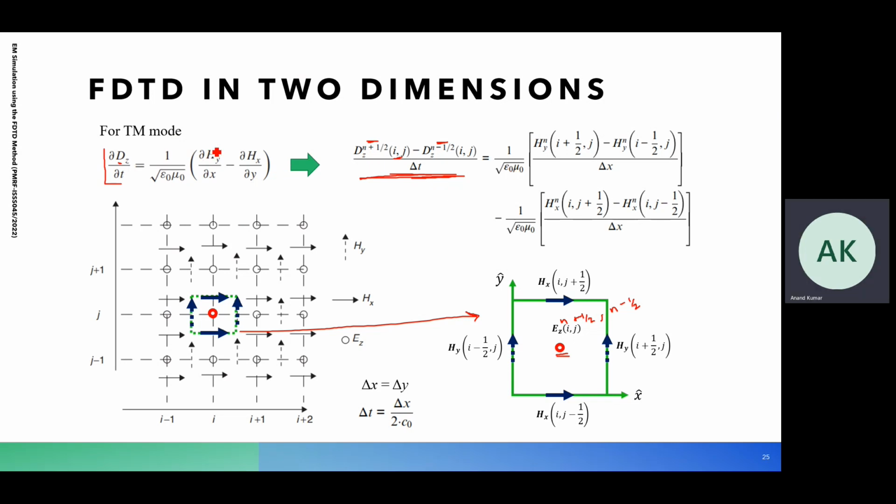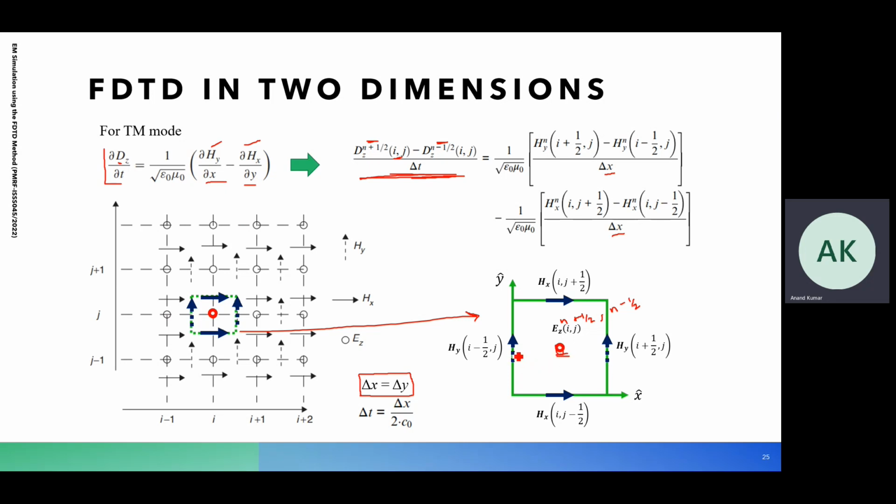Now on the right hand side, we have Hy and Hx. Since both of them are derivatives in space, and if we assume delta x equal to delta y, that is, we have square unit cells, we can write both of them with delta x in the denominator. And we want them to be at the same particular point. So we're concerned about this particular point.